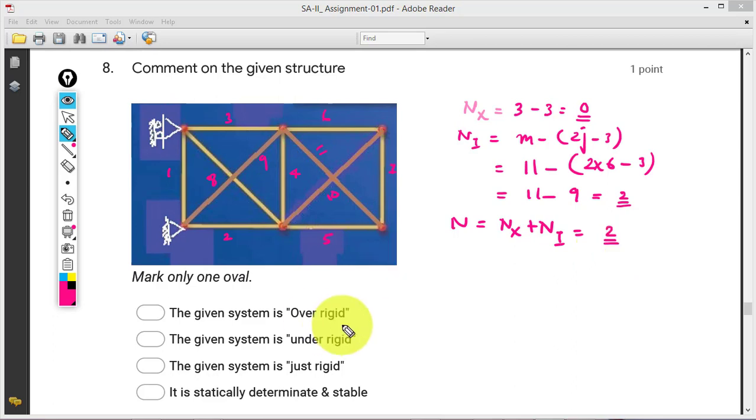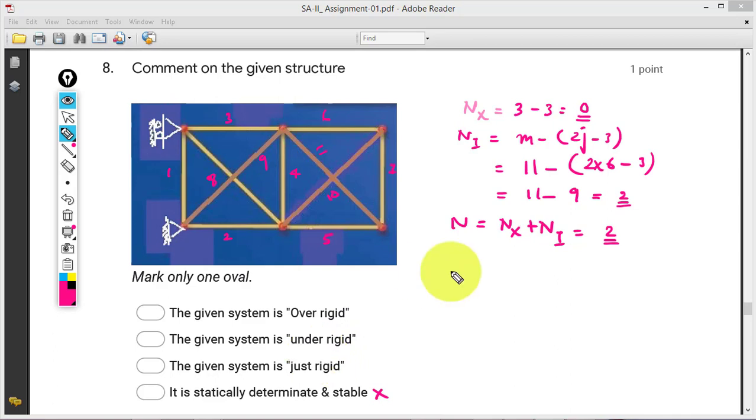So in terms of indeterminate, determinate, there is no option at all. So this is statically determinate and stable. So this structure is not statically determinate. It is a stable structure but not statically determinate. So this cannot be the answer. The options are in terms of over rigid, under rigid and just rigid.